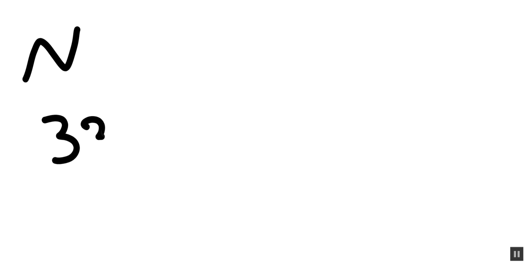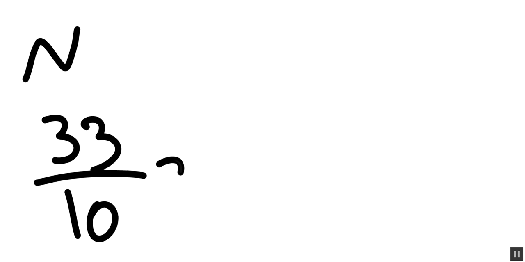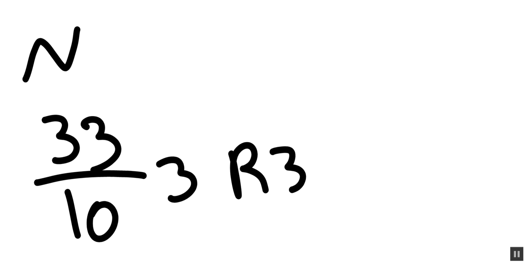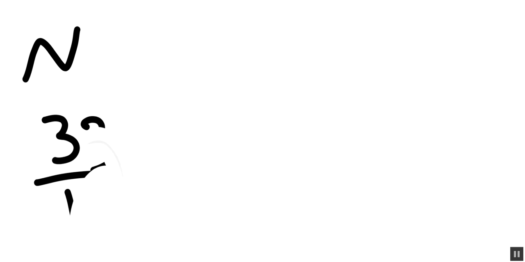So when n is divided by 9, the remainder is 1. And when n is divided by 10, the remainder is 3. So let's take a look at the second condition. When n is divided by 10, the remainder is 3. That means n is 3 more than a multiple of 10. So if I take the number 33 and divide by 10, I'll get 3 with a remainder of 3. So that works. This is the type of number that we're looking for, and that clearly means that the units digit of n must be 3.